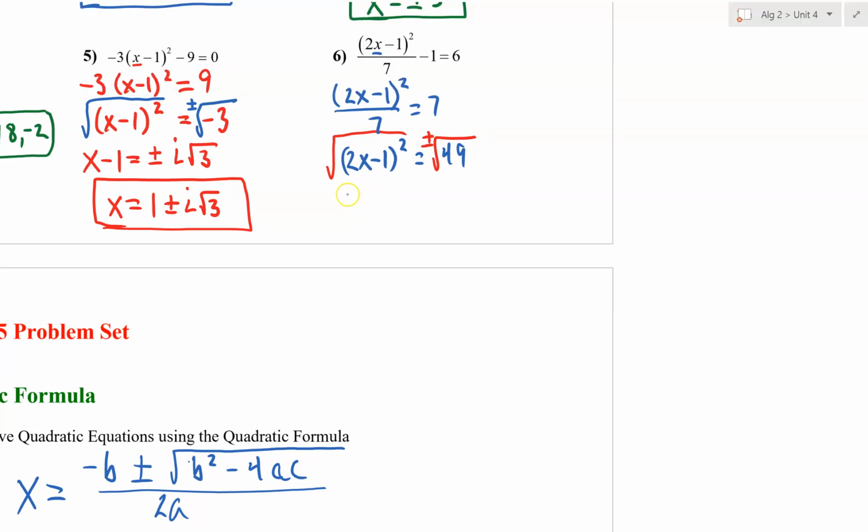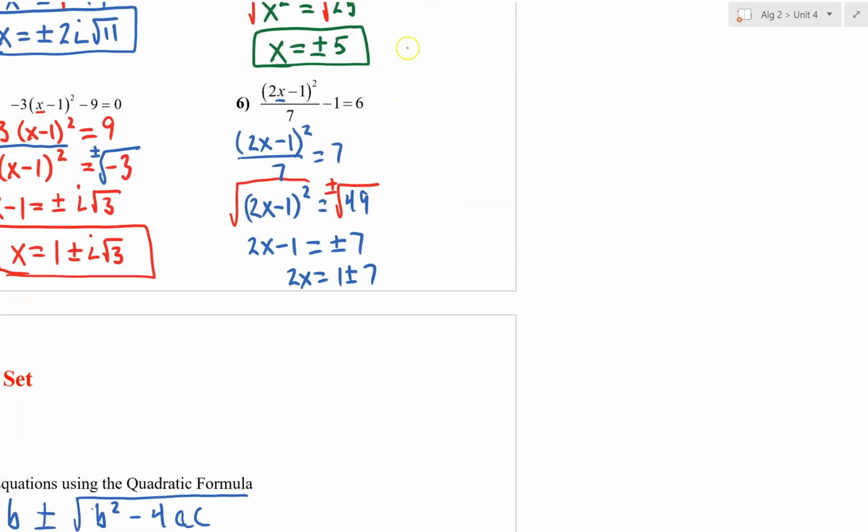That means I'm going to end up with something that says 2x minus 1 is equal to plus or minus, and in this case, 7. Then I need to add 1, so 2x is equal to 1 plus or minus 7. And then once I divide by 2, x is equal to 1 plus or minus 7 over 2. Now, this is not the way you can leave this answer. These are all whole numbers, so we have to do the math here.